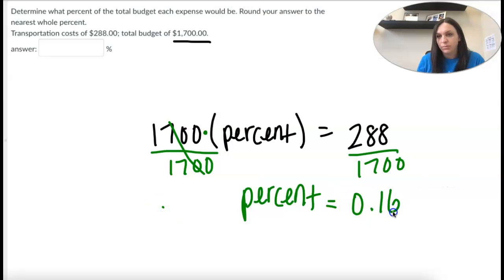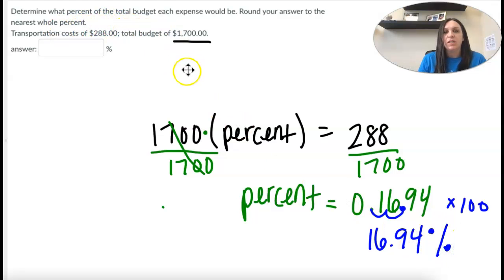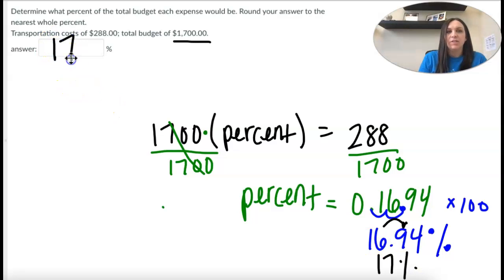0.1694. And again, we're going to move the decimal over twice to get our percentage. From a decimal to percentage, we times by 100. That's moving the decimal place over twice. So 16.94%. And we're going to round to the nearest percent. So because this is a 9, it's greater than 5, we're going to round up this time to 17%.